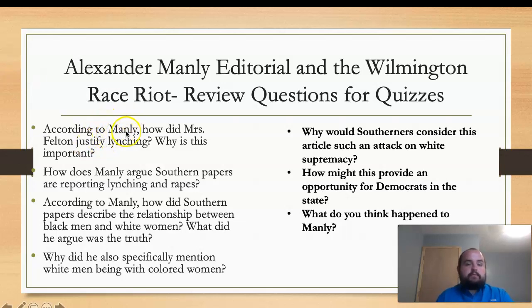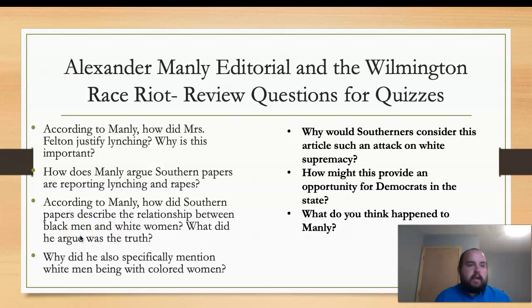According to Manley, how did Mrs. Felton, who wrote the article he's responding to, by the way, justify lynching? How did he argue Southern papers were reporting lynchings and rapes? According to him, how did Southern papers describe the relationship between black men and white women? Keep that one in mind particularly if you haven't noticed the significance already.